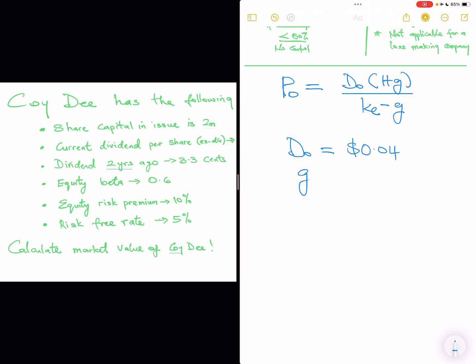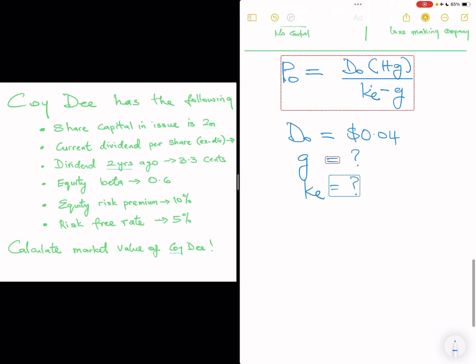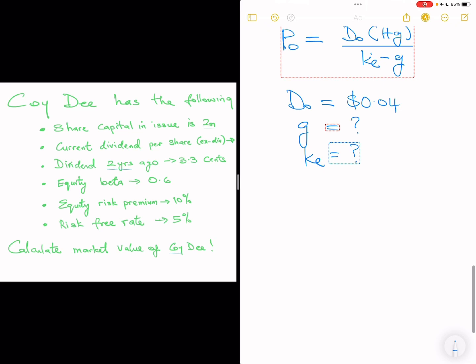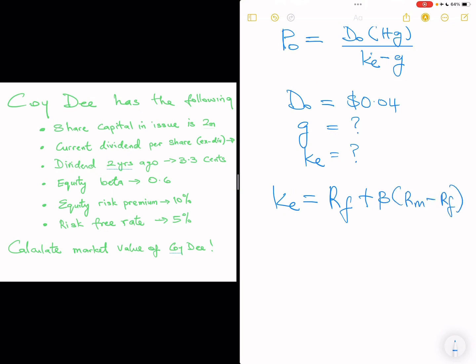Do we know the growth rate? No. Cost of equity? We don't know. So we don't know these two for us to be able to do the valuation. We need to calculate our g and our cost of equity. From your knowledge of cost of capital, let's calculate the cost of equity. Here we have to use CAPM because they already gave us beta information.